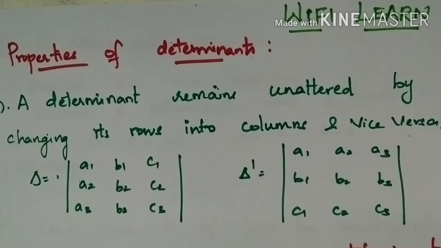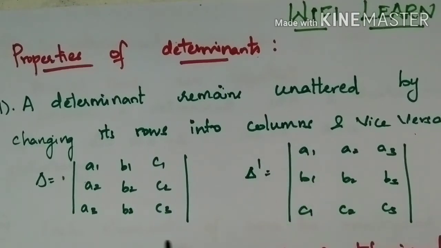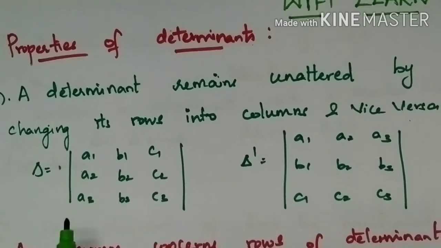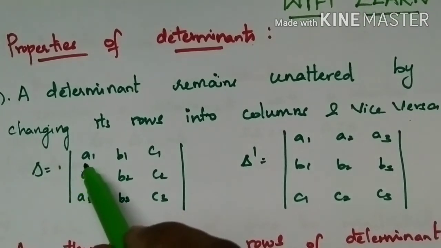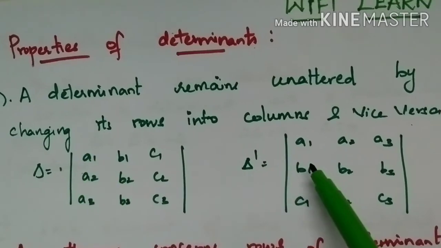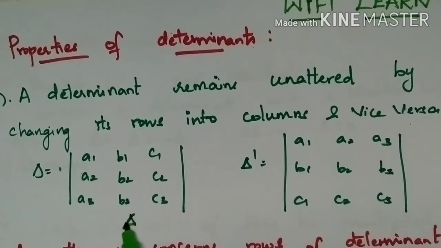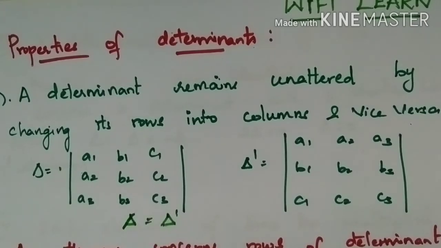That means the rows of a determinant can be represented column-wise also, but their Laplace expansion would be the same. For example, take a determinant. Here we are representing A1, A2, A3 in a column. If you take this column as a row in this determinant, it is represented as del dash. Whatever the arrangement, the Laplace expansion would be the same, where del and del dash will be the same for changing the rows and changing the columns.